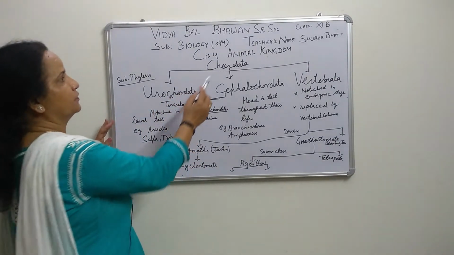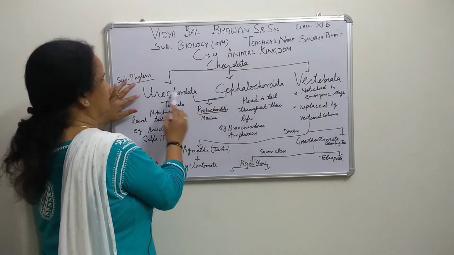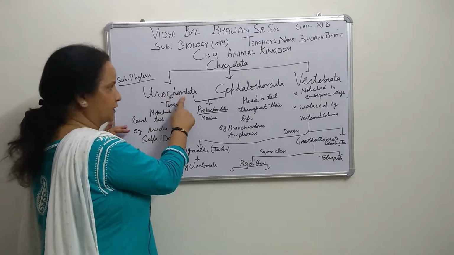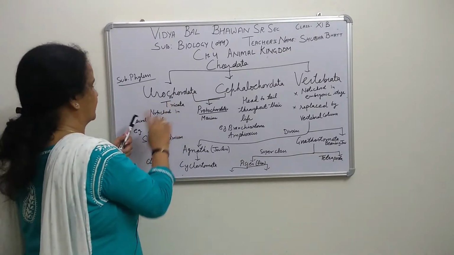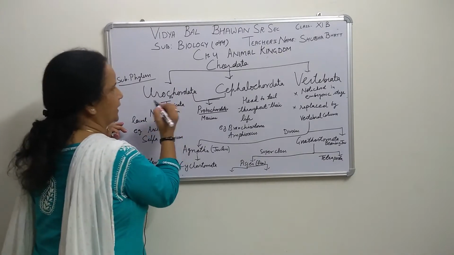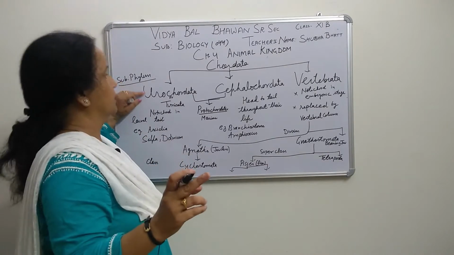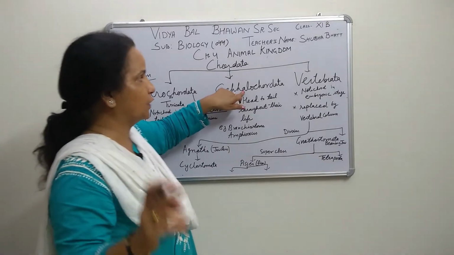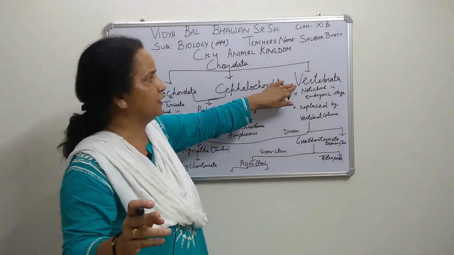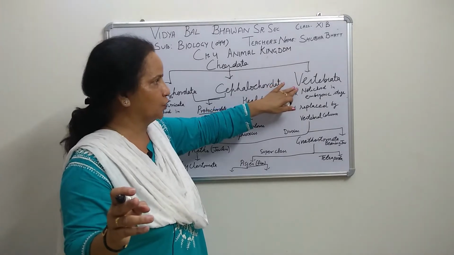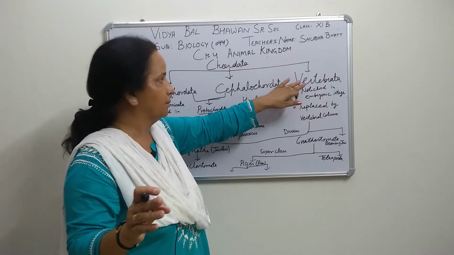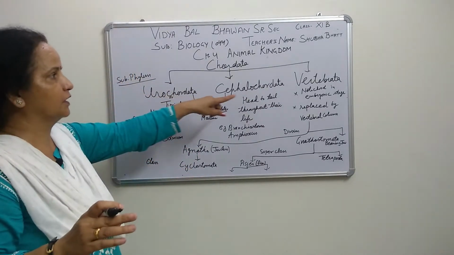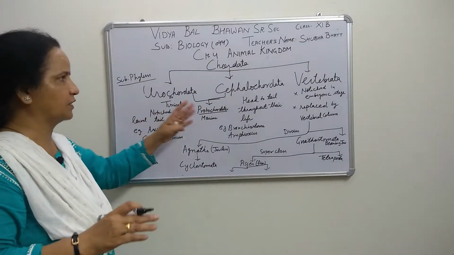So we have divided this Chordata group into 3 categories. What are these 3? Urochordata, or it is also called Tunicata; Cephalochordata; and the third one is Vertebrata. Right? You are very familiar with vertebrates, but these two are new for you. Now you will see how they differ from each other, and why we are putting them in separate groups.